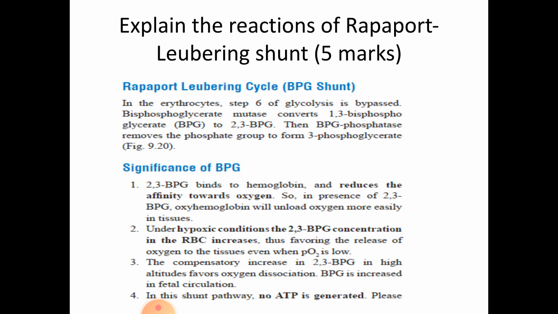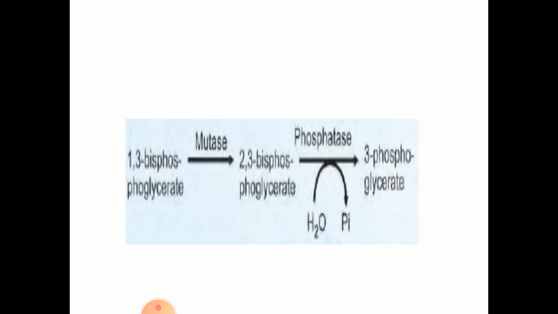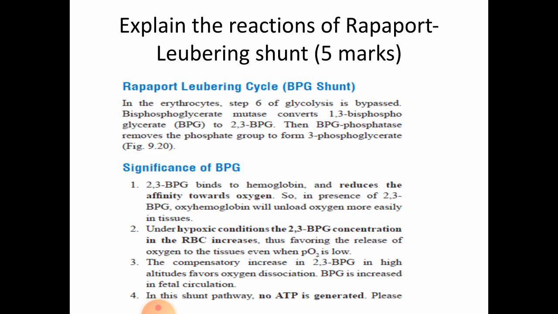In this you have to explain a small definition about it, that is it is seen in RBC, and it is the sixth step of glycolysis which is bypassed into BPG, and you need to write the reaction, that is 1,3-bisphosphoglycerate with the help of mutase is getting converted into 2,3-BPG, and that with the help of the phosphatase enzyme it is getting converted into 3-phosphoglycerate.